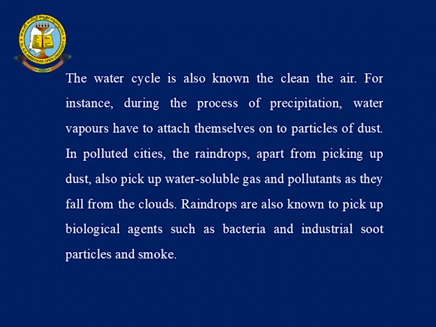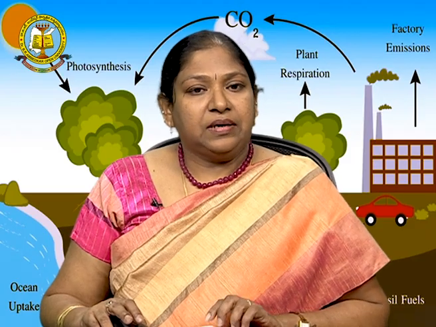The water cycle is also known to clean the air. For instance, during the process of precipitation, water vapors have to attach themselves onto the particles of dust. In polluted cities, the raindrops, apart from picking up dust, also pick up water soluble gas and pollutants as they fall from the clouds. Raindrops are also known to pick up biological agents such as bacteria and industrial soot particles and smoke. Now, with this we have come to the end of this chapter.